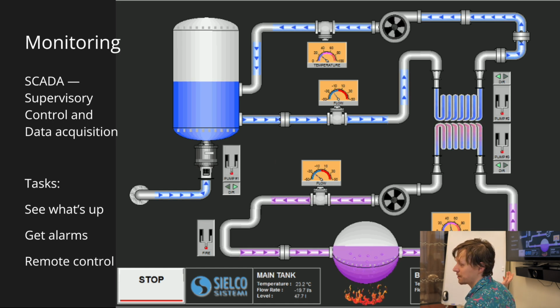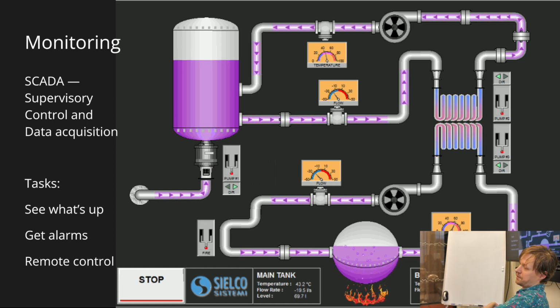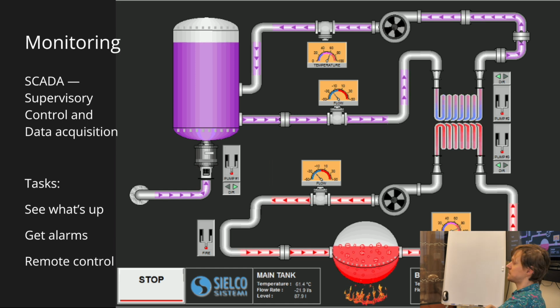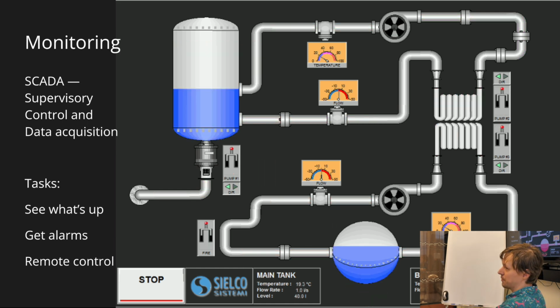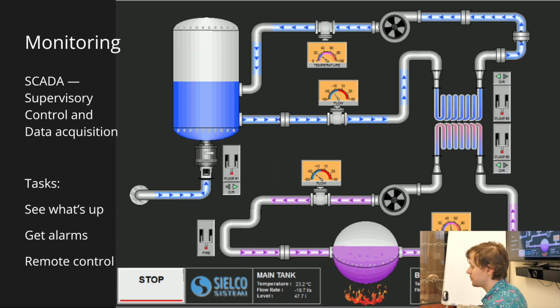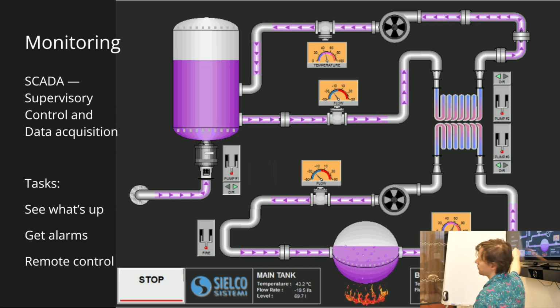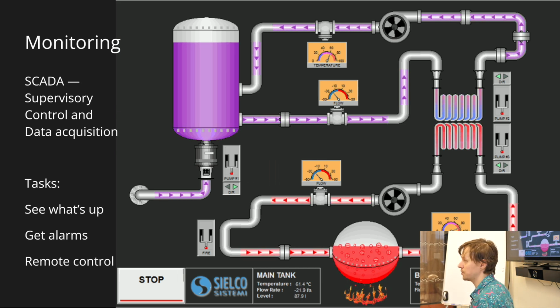Yeah, it looks very different because it solves a different task. Now we're not telling a story. Now we're optimizing for sitting like this, and if there's something bad, it should be very visible here. So see what's up, get alarms, and remote control. Those would be the subtasks that this would assist.